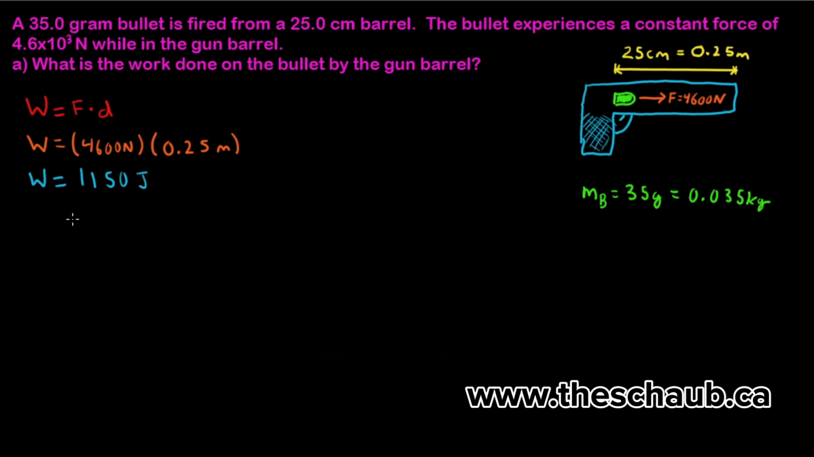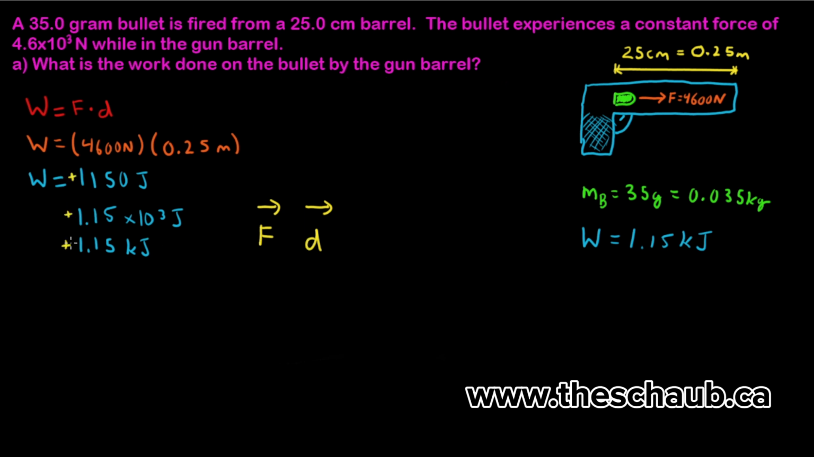4,600 multiplied by 0.25 meters gives a work of 1,150 joules, or 1.15 times 10 to the 3 joules. This can also be written as 1.15 kilojoules. We need to determine if the work done on the bullet is positive or negative, so let's examine the direction of our force and our displacement. Our force is towards the right, and so is our displacement. Because the orientation of our force and our displacement is in the same direction, we do positive work.